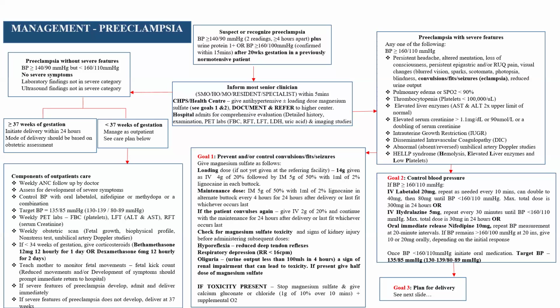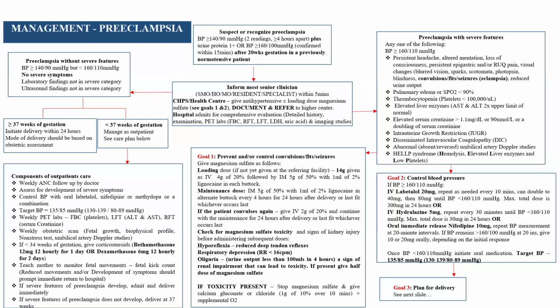The first line, of course, is to inform the most senior person. Those of us at the peripheries, at the CHPS compound health centers, it's advisable that we start our initial antihypertensive protocol, and depending on whether we have severe features, whether the BPs are 160 over 110 millimeters of mercury or more, then we do a loading dose of magnesium sulfate. Then we document and refer to a higher center. The higher center should have a supervising specialist, an OBGYN specialist, who oversees the case.